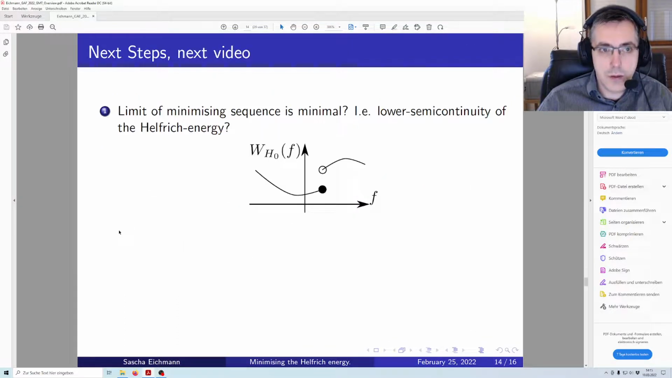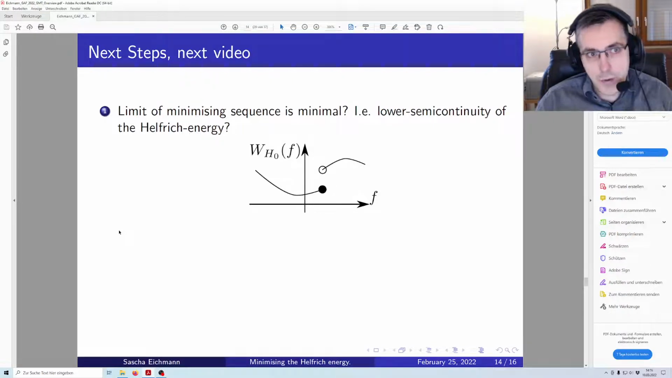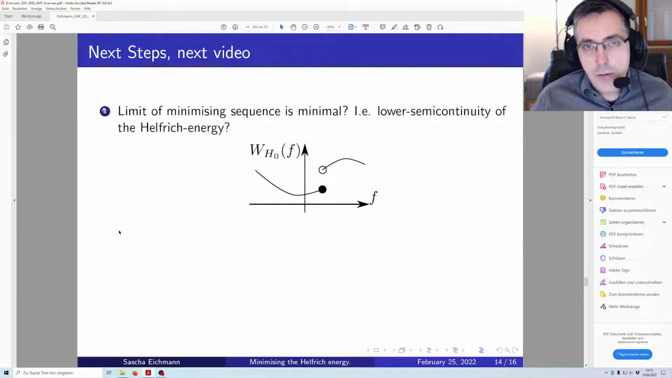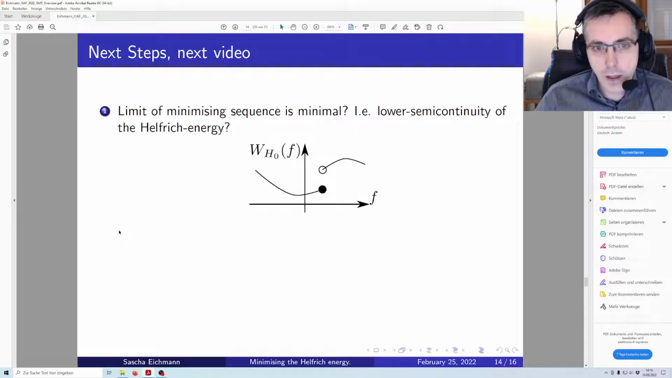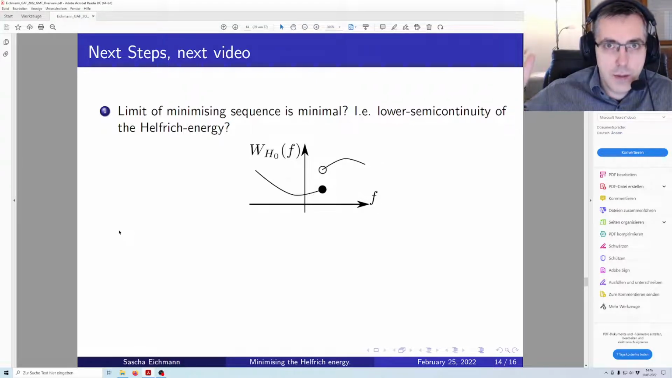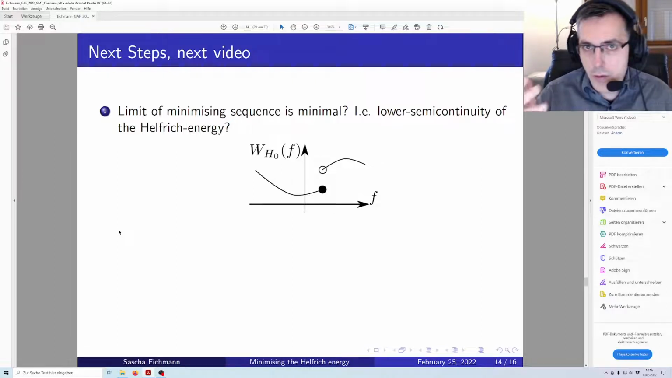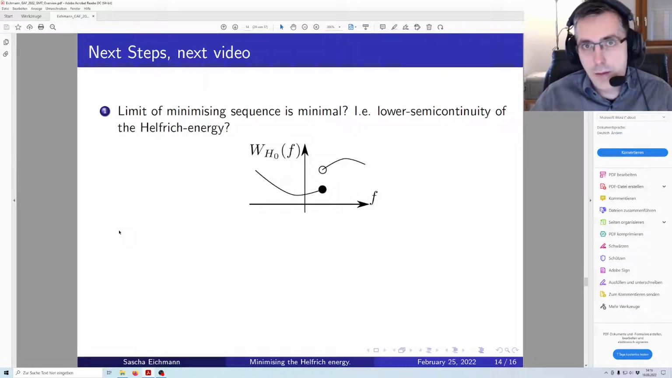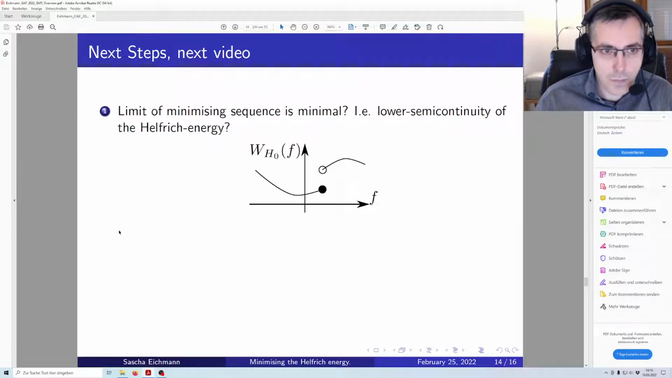But now let's take a closer look at what is coming up next. So in the next video, we'll get into more details of the Helfrich energy itself. One important question is, if we now have a limit, is this limit actually a minimizer? Just because the minimizing sequence tends to the infimum does not guarantee that the limit attains this infimum. For this you would usually need some kind of lower semi-continuity. And this is a central part of the next video that I would like to present.